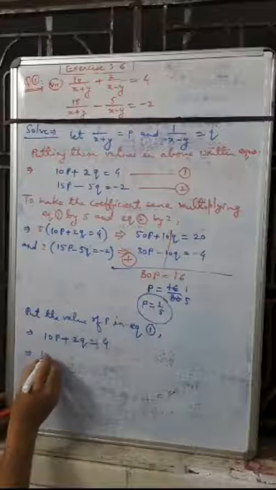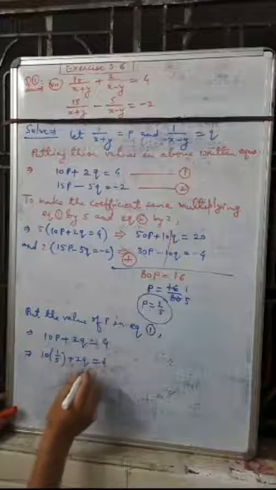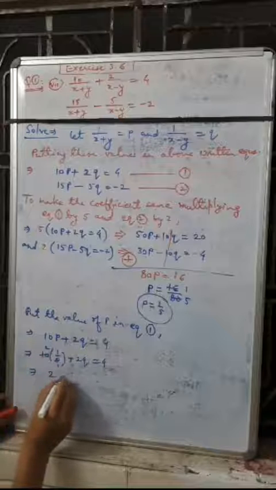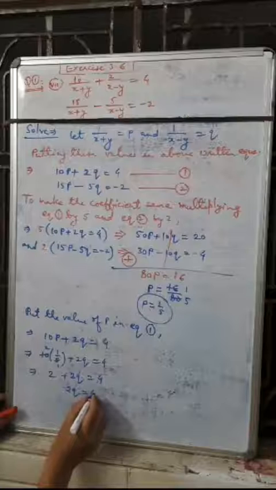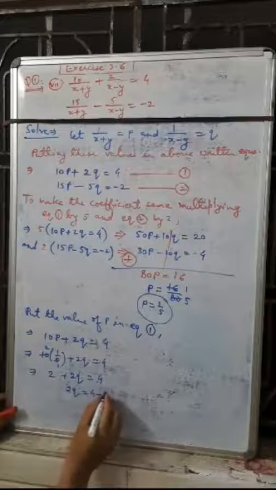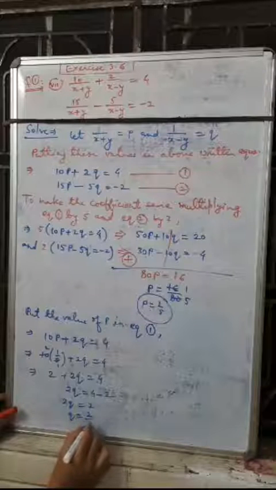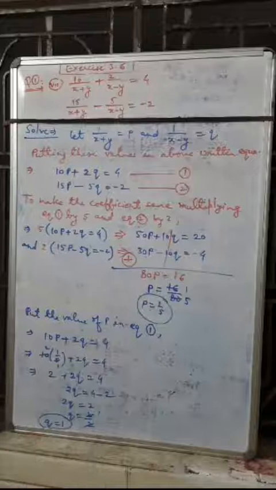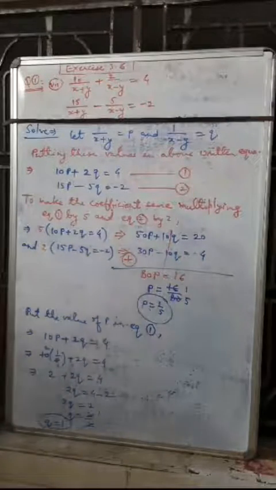So put here 10 into p, which is 1 by 5, plus 2q is equal to 4. 5 ones are 5, 5 twos are 10, so we will get 2 plus 2q is equal to 4. So 2q is equal to 4, transfer plus 2, it becomes minus 2. So 2q is equal to 2, so q is equal to 2 by 2, which is 1. So we got the value of q equal to 1. So the value of p is 1 by 5 and the value of q is 1.